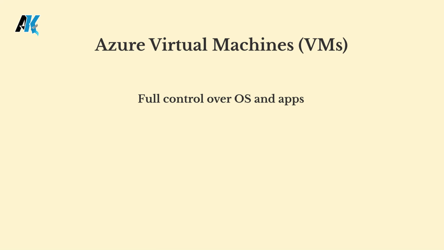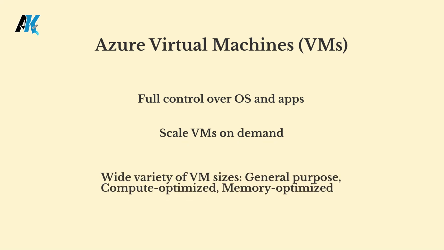Azure virtual machines offer full control over the operating system and applications running on them. You can scale VMs up or down based on demand, which is especially useful for applications with variable traffic. Azure offers a wide variety of VM sizes to meet different needs: general-purpose VMs for balanced workloads, compute-optimized VMs for CPU-intensive tasks, and memory-optimized VMs for applications that require large amounts of memory.